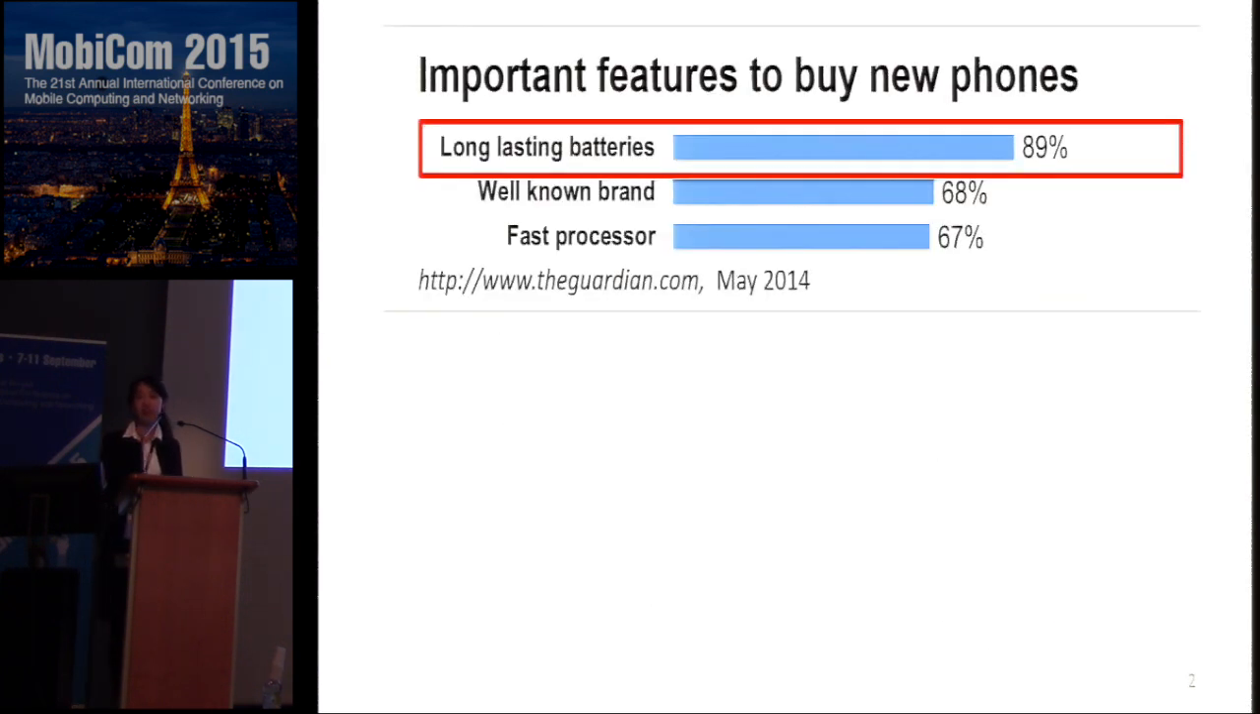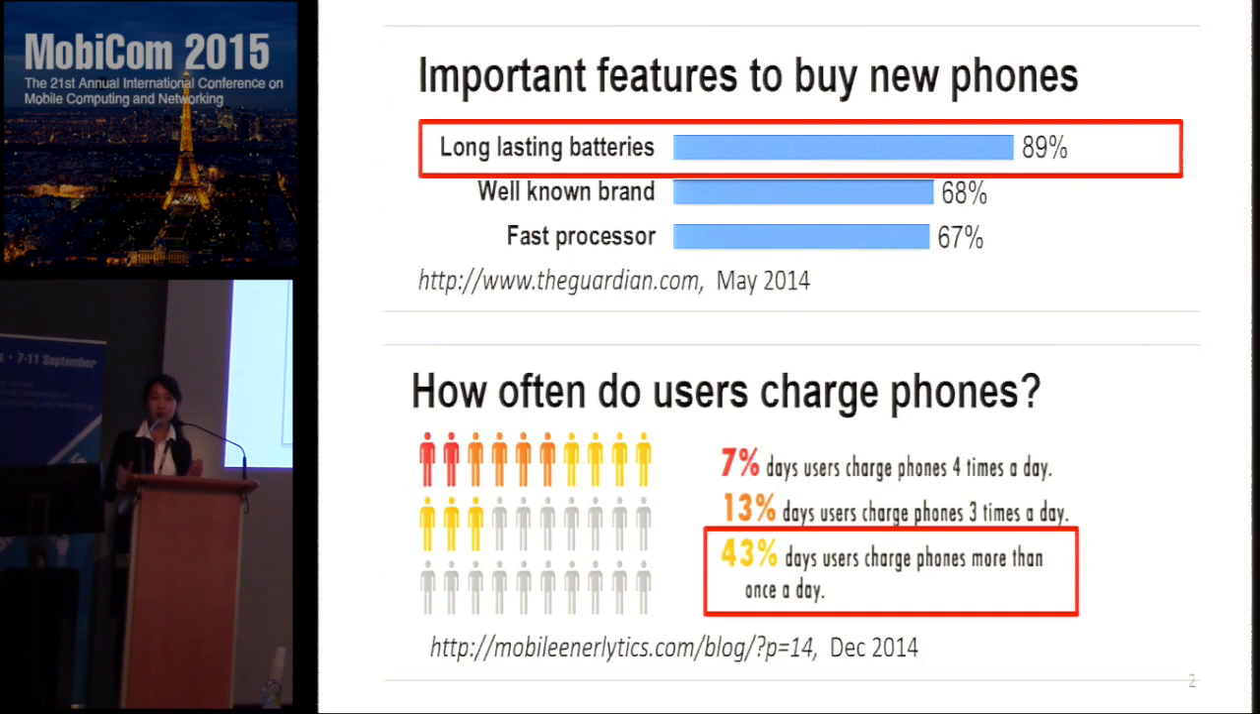So as you all know, we can hardly live without our smartphones, but the limited battery life is still a big problem. A recent study shows that 89% of the users think that the battery life is the most important feature when they buy a new phone. But users are still anxious that their phone may die in the next moment.